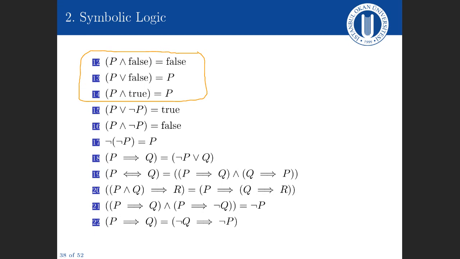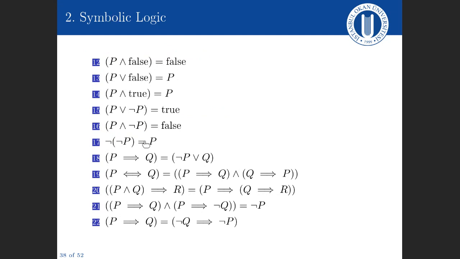Let's move on to 15. P or not P. For or, we need at least one of them to be true. If P is true, then we get true. If P is false, then not P is true. So at least one of them is true. This must always be true. P and not P. Is it possible for both P and not P to be true? No, this is always false.